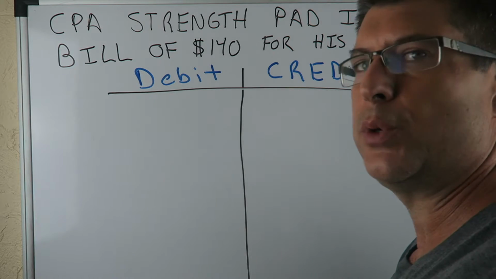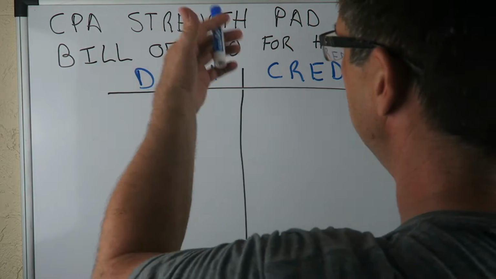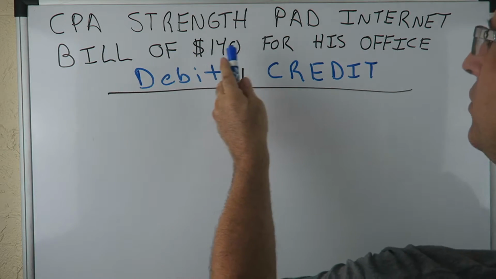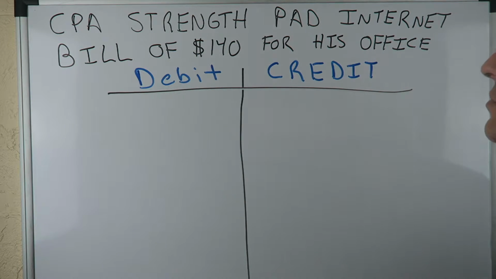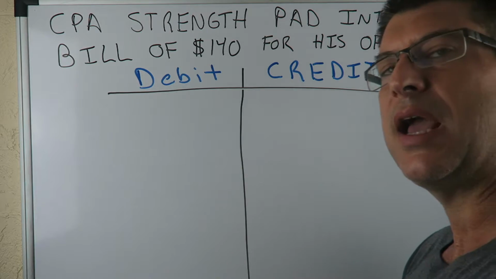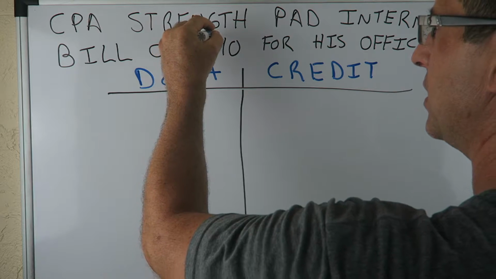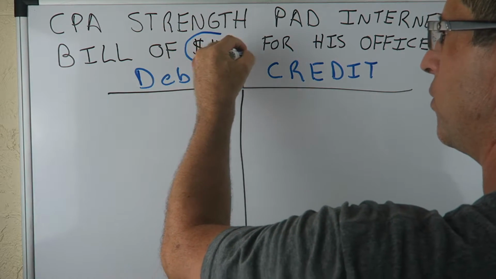So let's use everything we learned, and this might be a journal entry we see. CPA Strength paid internet bill of $140 for his office. Do we have cash? Yes, we do. We have $140.